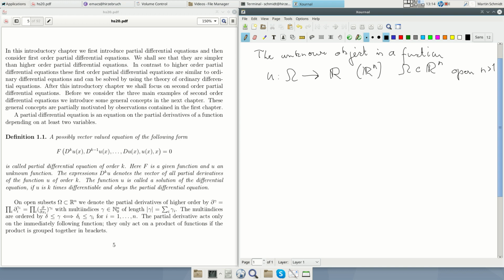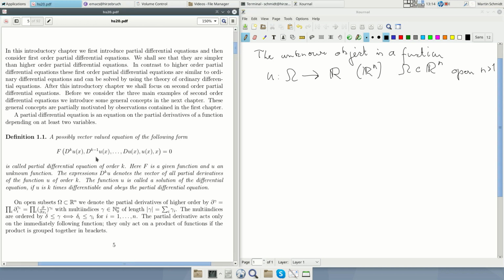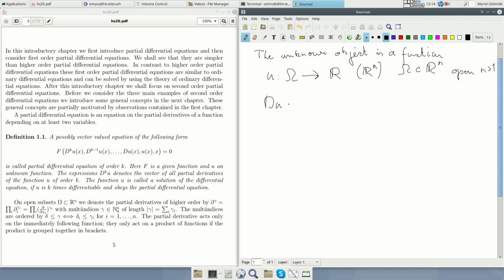Okay, and now what do these expressions mean here? So du is a function from omega to Rn, which in this situation is just the gradient. So du of x is the first partial derivative of u at x, and so on until the last partial derivative.